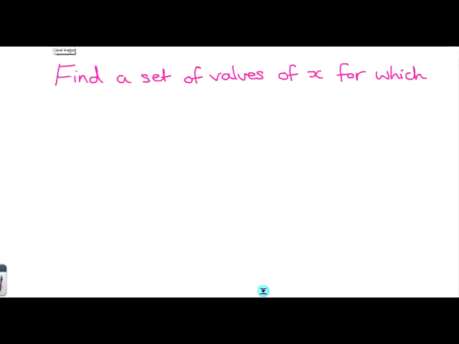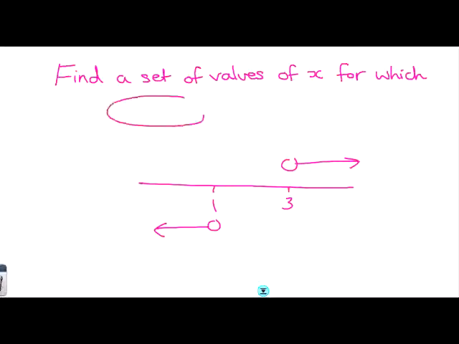Now, I haven't got a question ready that would give you this scenario, but sometimes, let's say that's 3, and let's say that's 1, and you've solved it, and you've got this. So they must be more than 3. And you've also got this, saying the numbers must be less than 1. So we'll have an inequality there and an inequality there. So what set of values of x satisfy this one and this one?